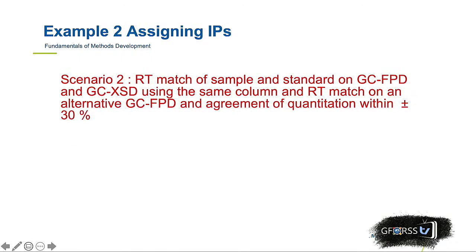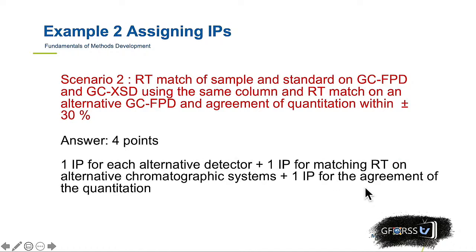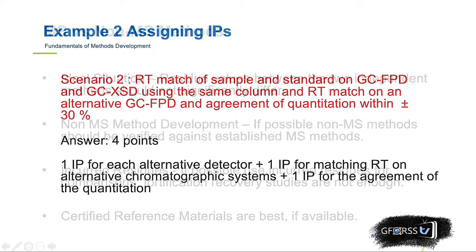In this second example, we have a retention time match of sample and standard on GC-FPD and GC-XSD using the same column, and a retention time match on an alternative GC-FPD and agreement of quantitation within plus or minus 30%. Do we have identification? The answer is yes. This has scored 4 points. 1 identification point is given for each alternative detector, plus 1 identification point for matching retention time on alternative chromatography systems, plus 1 identification point for the agreement of quantitation by 2 independent methods, for a total of 4.